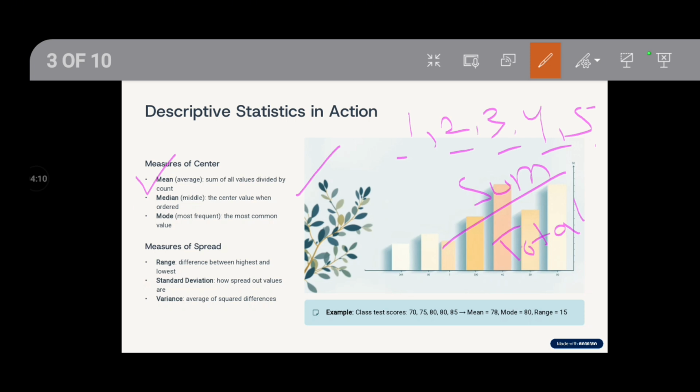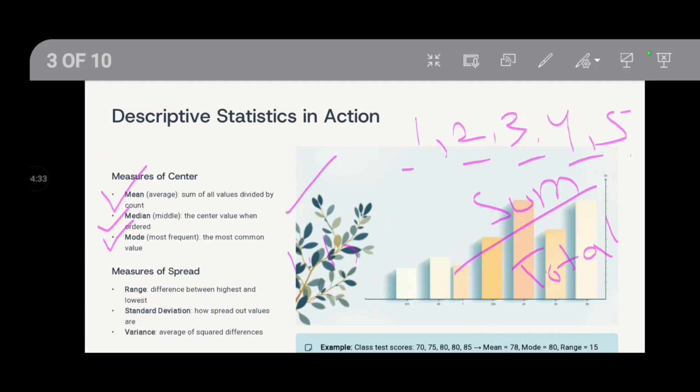And now we have the median, which means the middle, the center value when ordered. When we order our data, the center value we get, the middle value, is the median. And the other is the mode, which is the most frequent and repeated number. Let's say we have a data set. Let me erase it so you can see it simply.